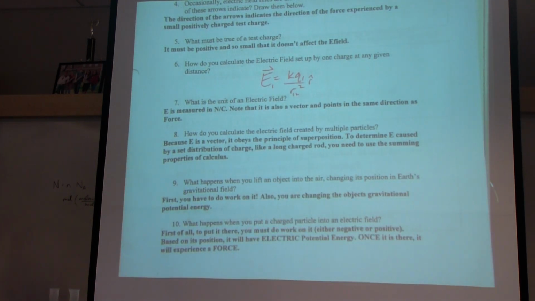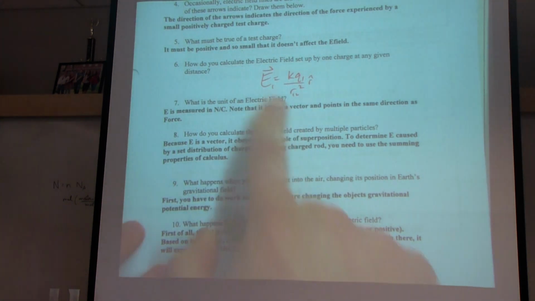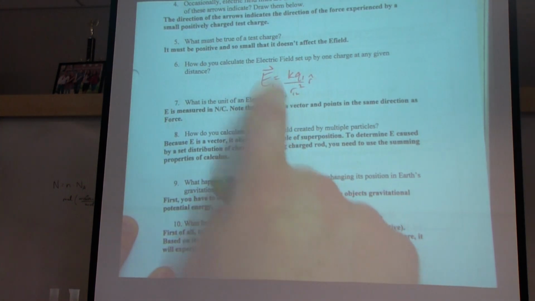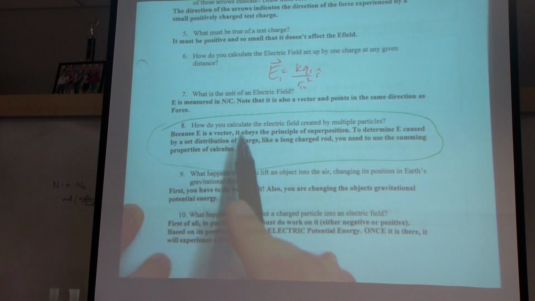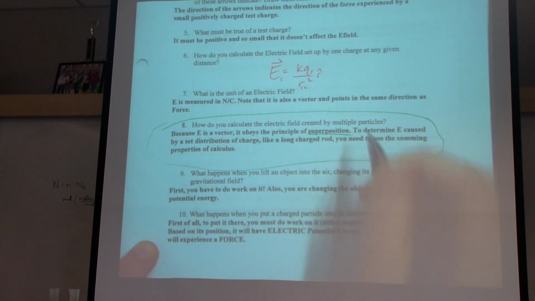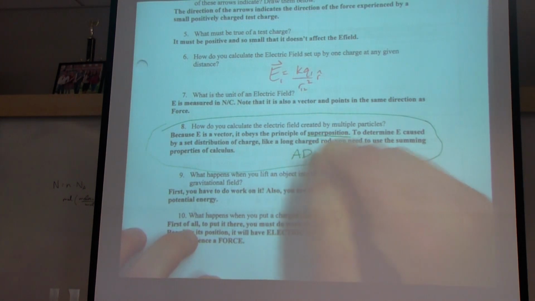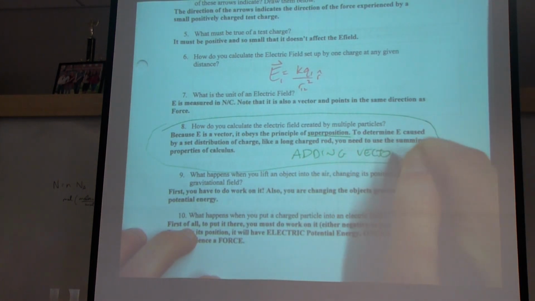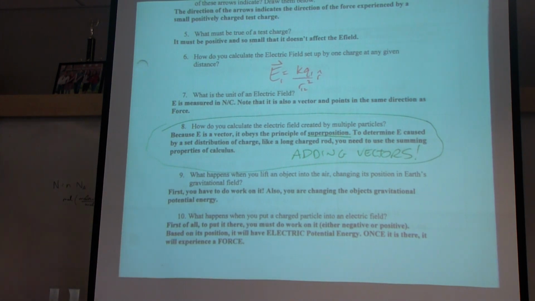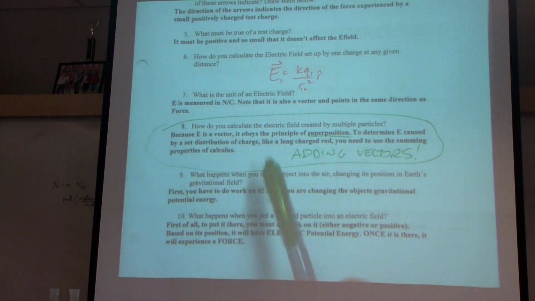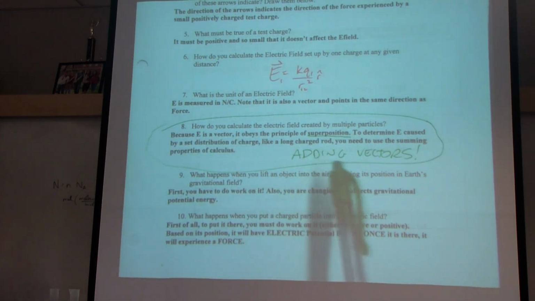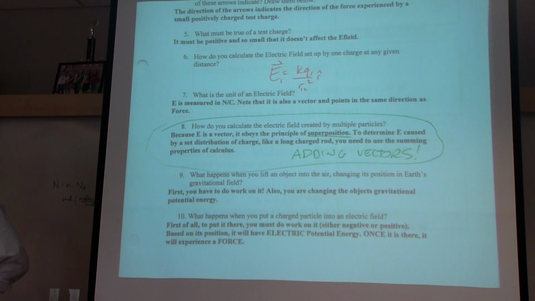How do you calculate the electric field? Oh boy. As if this weren't hard enough. Okay? This is just for one particle. Read this right here. How do you calculate the electric field caused by multiple particles? We use what's called the principle of superposition. That just means adding vectors. Okay, because E is a vector, it obeys the principle of superposition. To determine E caused by a set distribution of charge, like a long charged rod, you need to use the summing properties of calculus, which is exactly what you do if you take engineering, physics, and calculus next year. Maybe we'll preview some of that this year.